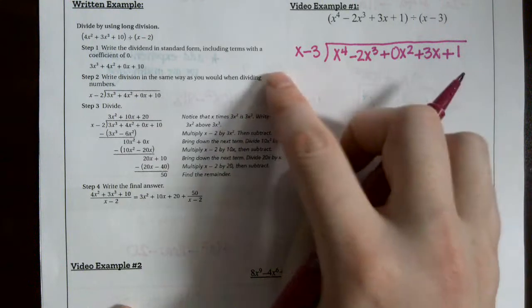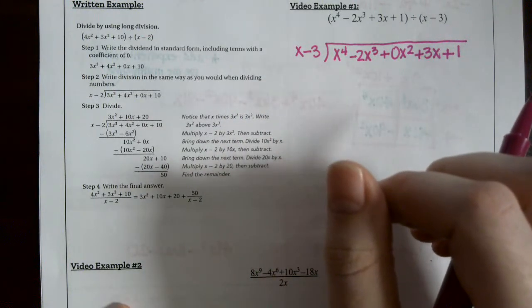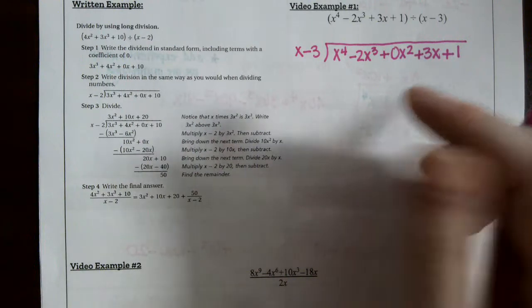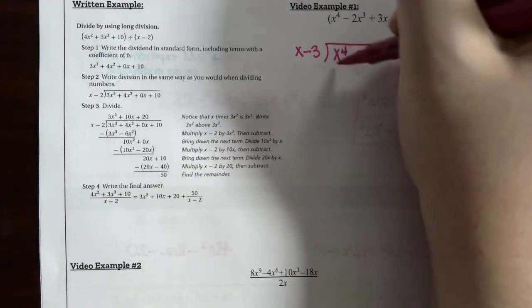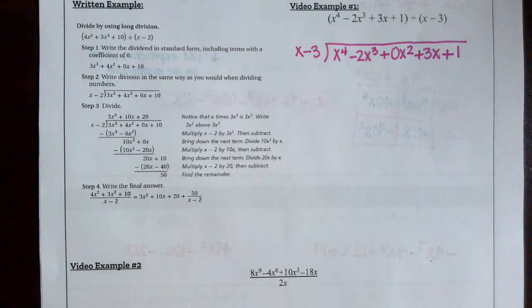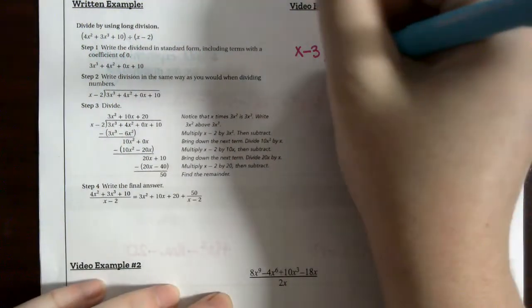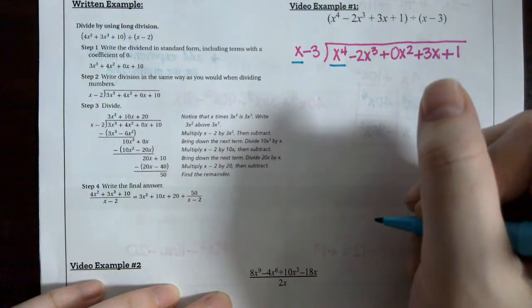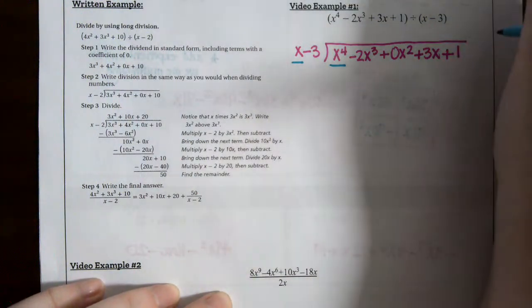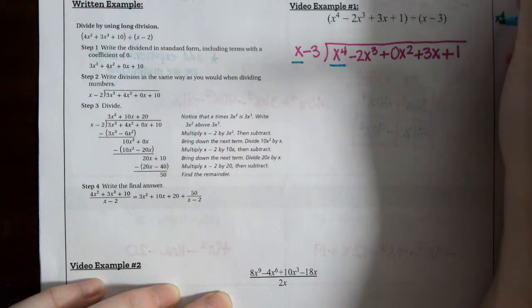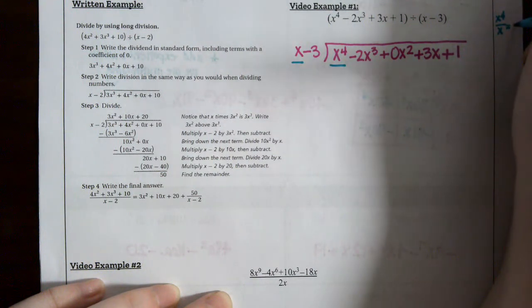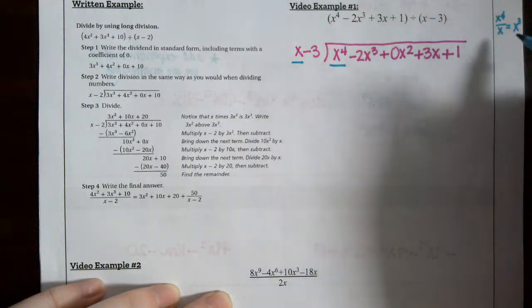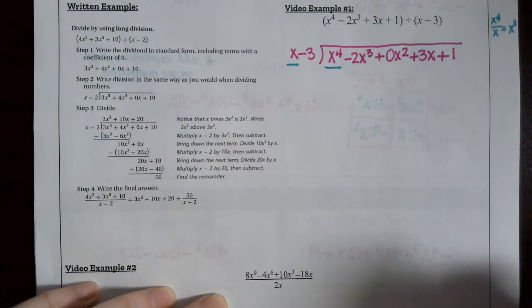So we have it written in standard form, and then essentially what you are going to do is divide each term. I'm going to take this first part here, this x to the fourth, and I'm going to divide by this first part here, by x. So off to the side, what I'm doing is x to the fourth divided by x, which gives me x to the third. So remember, when dividing, you just subtract your exponents.